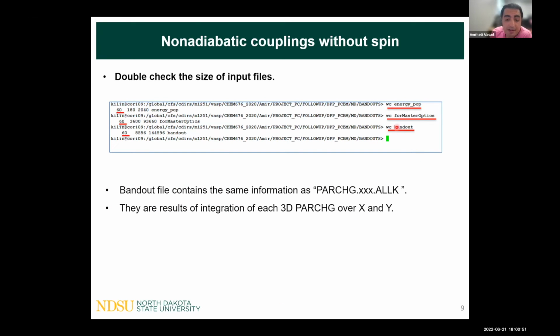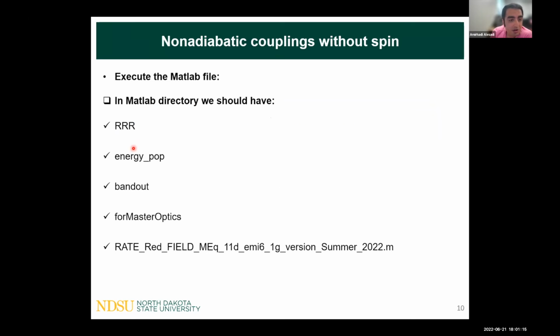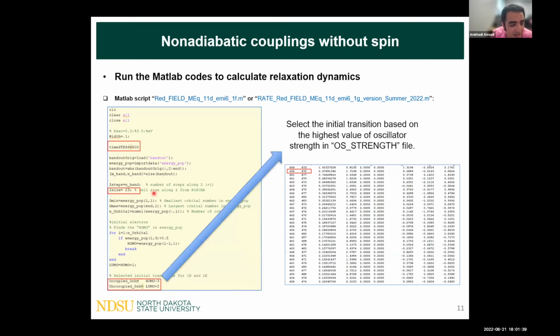Before doing the calculation, make sure to check the size of the input files: energy pop, for master optics, and band out. The first number of these should be the same, equal to the number of orbitals that you perform the coupling calculations for. So we have 4 input files here: for master optics, band out, energy pop, and RRR. And now we can run this MATLAB code. I made a little tweak and added a name to it, summer 2022, but you can also use the original file.